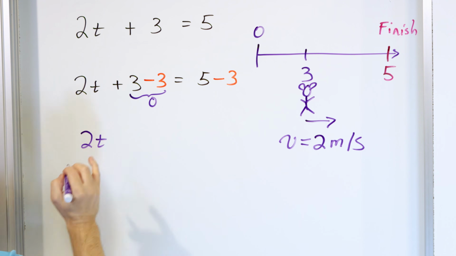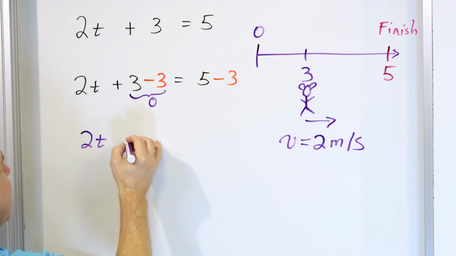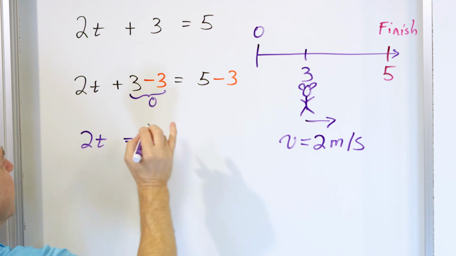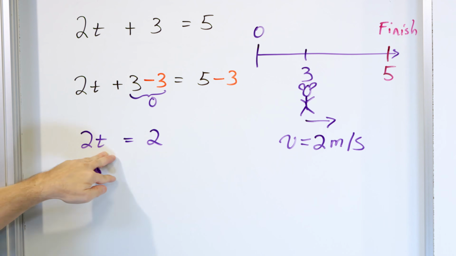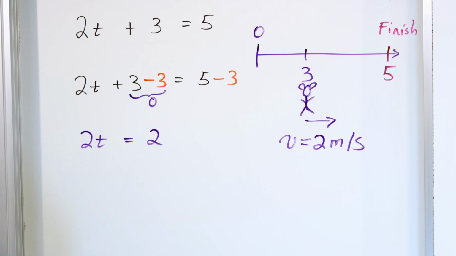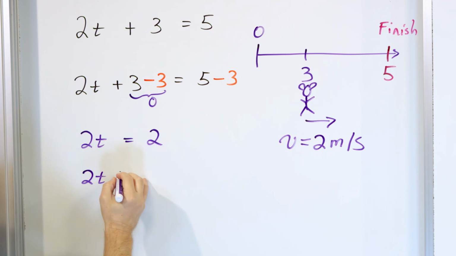Just 2 times t. What will be left on the right side of the equation? 5 minus 3 is 2. Now, if I gave you this equation, you know how to solve that because we just solved it in the last lesson. Let's solve it. 2t is equal to 2.